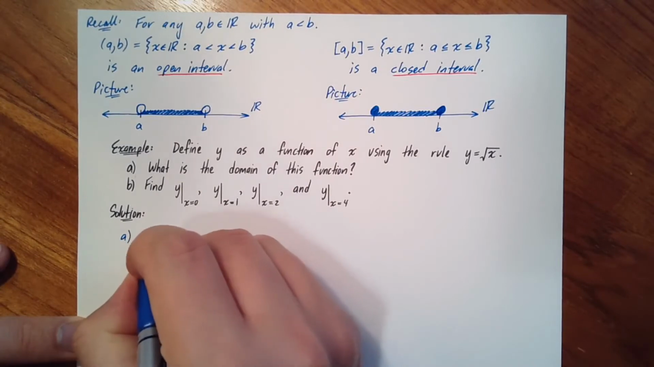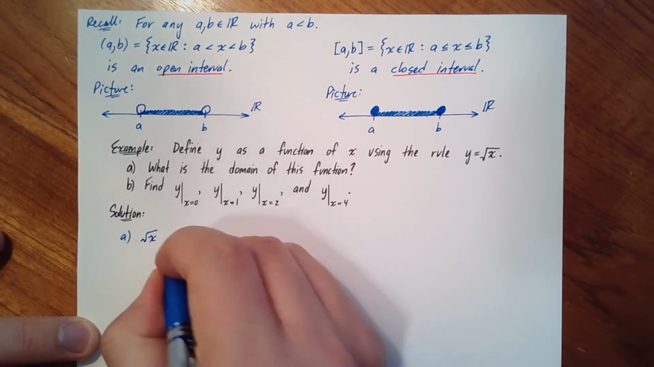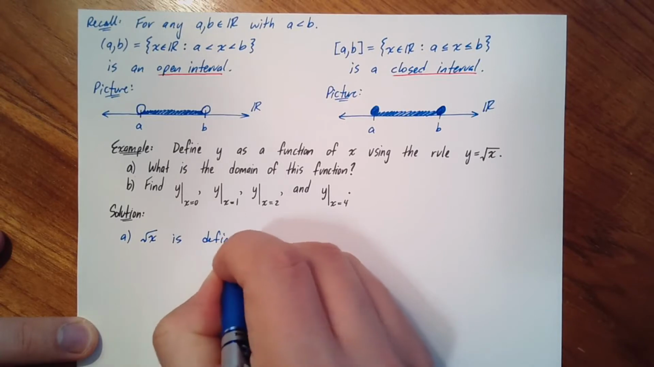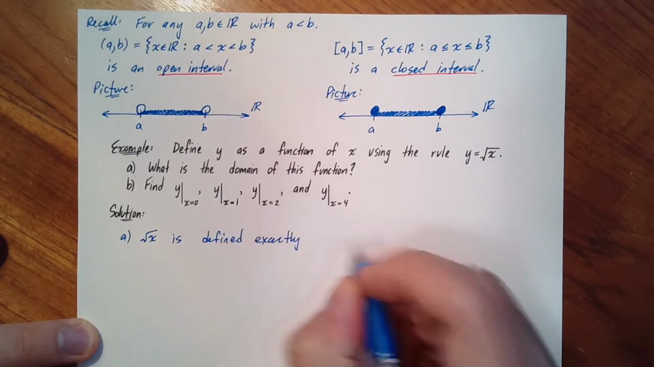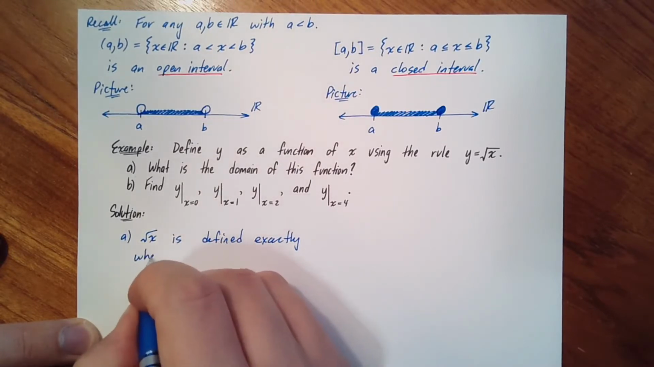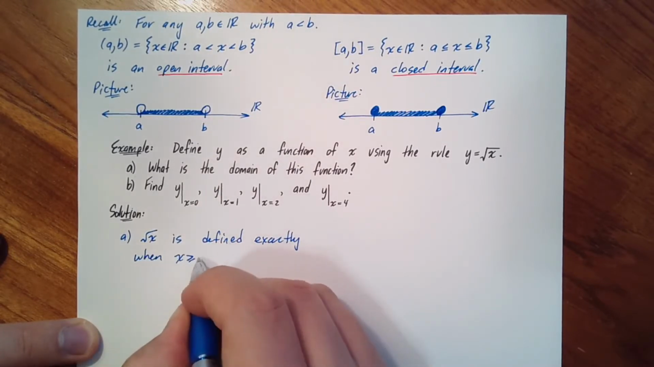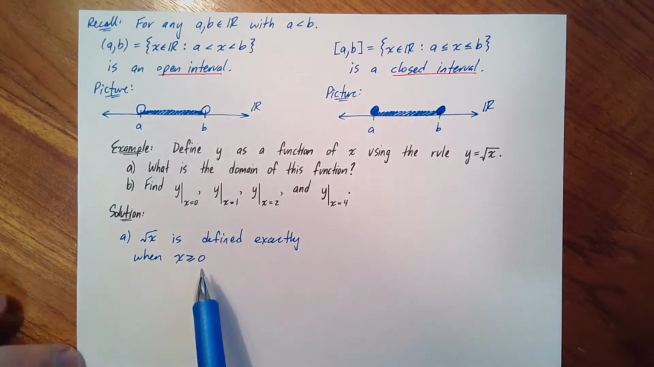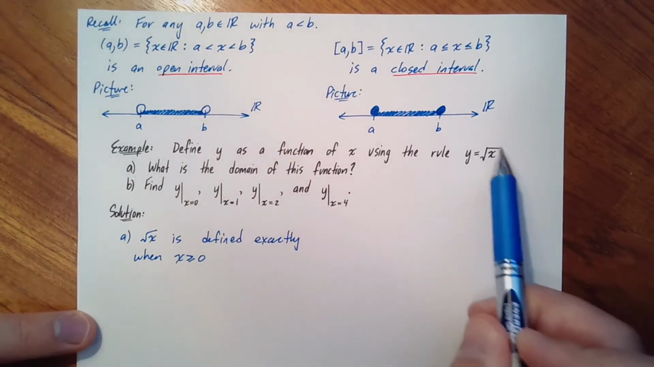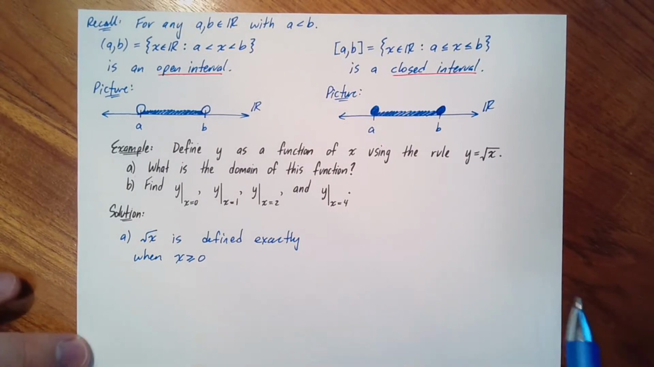So in other words, the square root of x is defined under what circumstances? It's defined exactly when that number x is greater than or equal to 0, right? Because you can't take the square root of a negative number. That's an important property about square roots. So that's how we can get to this point. So if the square root of x is defined exactly when x is greater than or equal to 0, well, that means this rule is going to make sense exactly when x is greater than or equal to 0.